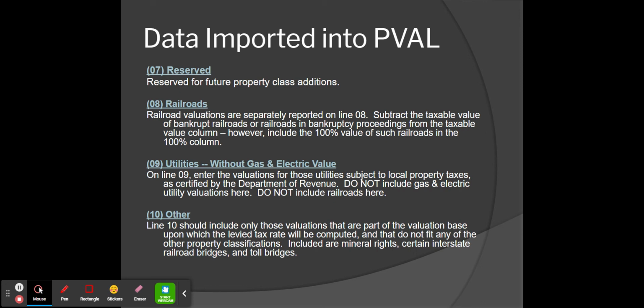Utilities without gas and electric, this is the value for those utilities subject to local property taxes as certified by Department of Revenue. You don't include gas and electric here. This is other utility values, and you don't include railroads here. They are on their own line. Line 10 is other and only includes those valuations, part of the valuation base on which the levied tax rate will be computed. It's things like certain interstate bridges, toll bridges, mineral rights, things of that nature. Most counties do not report anything in other.